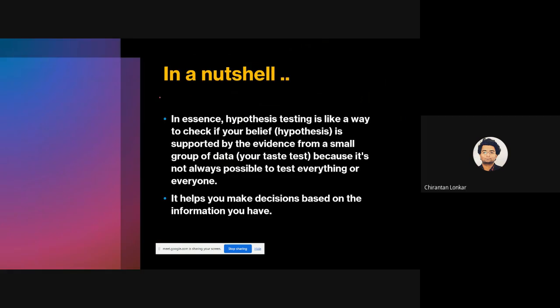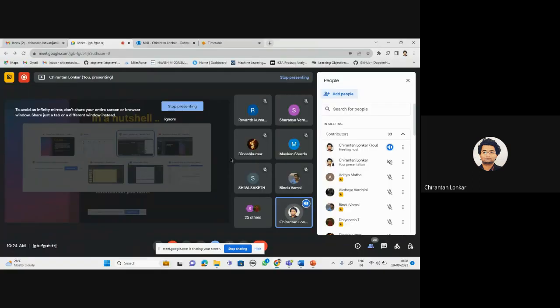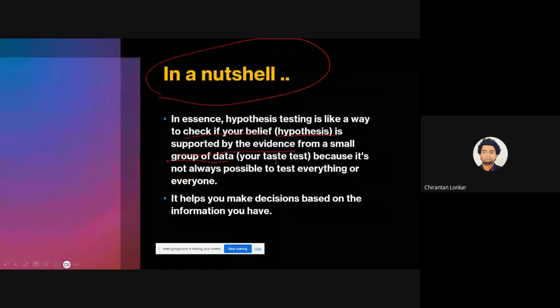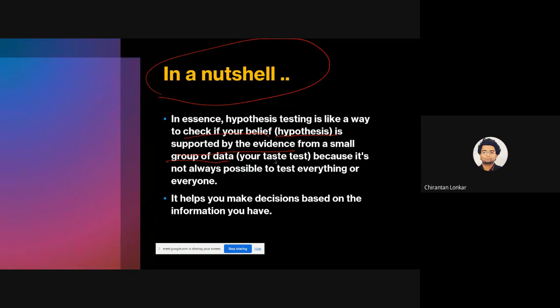So in a nutshell, what are we trying to do? In a nutshell, hypothesis testing is to check if your belief or your hypothesis is supported by the evidence from the small group of data. See, again, as I said, just making a hypothesis won't suffice. I have to support that by the evidence, from a small group of data. Correct? It's not just me, because when I only give an opinion, that's a biased opinion. But when my opinion is supported by the evidence, supported by more number of people, that is what formulates a good hypothesis, right? That is what formulates a research-backed opinion, correct?